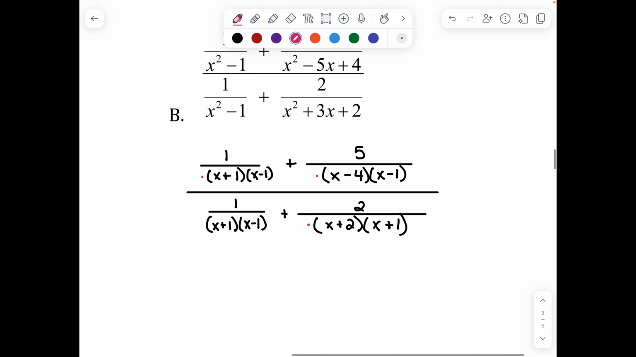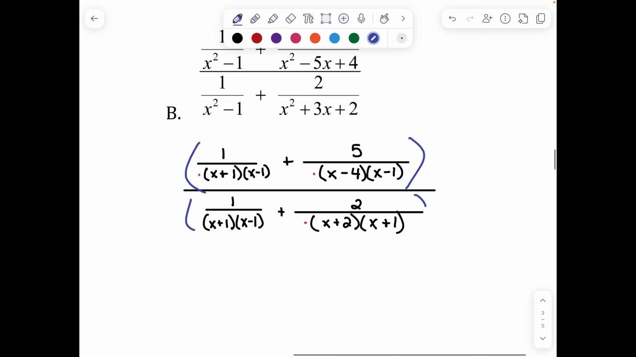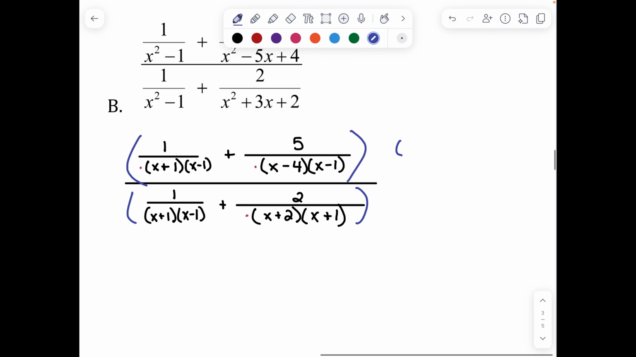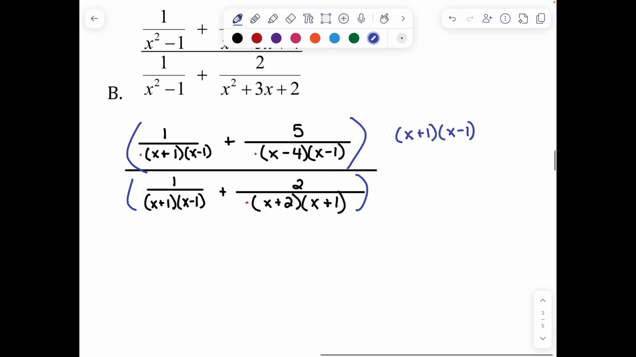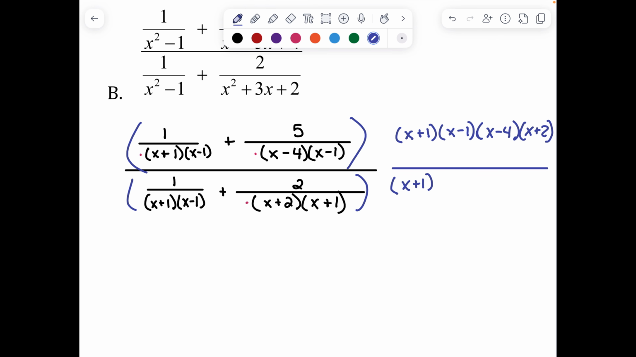LCD. So I'm multiplying my numerator and my denominator by x plus 1 times x minus 1 times x minus 4 times x plus 2. We're doing the same to the numerator and denominator. So x plus 1, x minus 1, x minus 4, x plus 2.